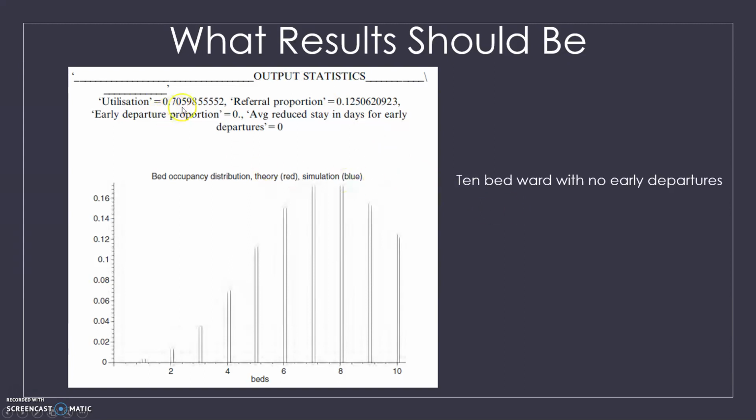And you can see that the utilization is around 70%. The referral proportion is around 12%, and then the early departure proportion is 0 because there are no early departures, and then the average reduction in stay in days for early departures is 0 again because there are no early departures. And so as you can see, this is the bed occupancy distribution, and you can see that around 7 and 8 beds is what is most common.